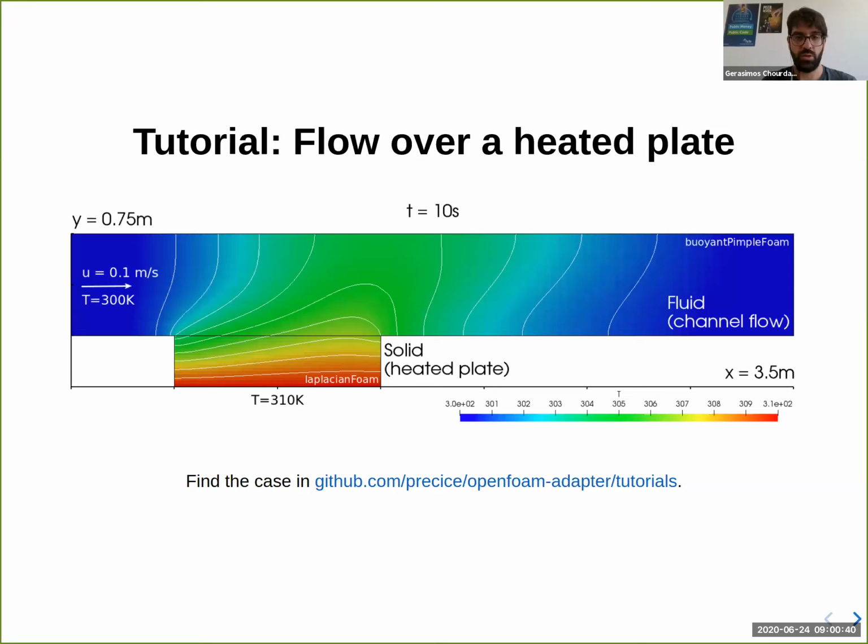And below it, we have a heated plate solved with laplacianFoam. In the channel, we have an inlet of 300 Kelvin. And in the bottom of the plate, we have a higher temperature of 310 Kelvin. And of course, as time passes, we should see that heat propagates from the bottom to the channel, and we get these isothermal lines.